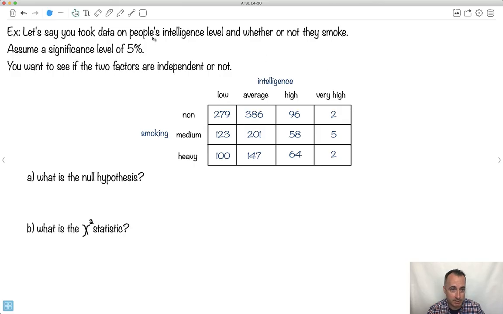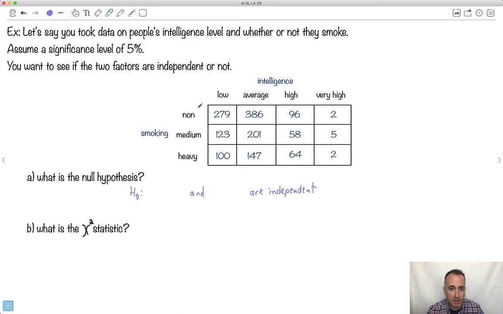So let's say you look at this example from a last video where I was showing about intelligence and smoking. And we want to do this independence test at the significance level of 5%. Do you notice they told us this? So what's the null hypothesis? Null hypothesis is easy. All we got to do, we say H0. We always say blah and blah are independent. It's a good way to phrase it like that. You don't have to, but it's a good trick to do it this way.